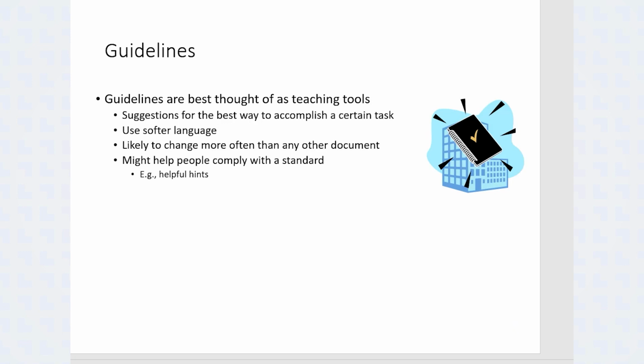This should be distinguished from guidelines, which are suggestions in the policy world. Guidelines are thought of as teaching tools. They are suggestions on the best way to accomplish a certain task. Generally here we're using softer language. We're not using the imperative. We're not saying must or shall. They are likely to change more often than any other document, and it might help people comply with the standard. So a guideline would be using a phrase or a band for your password with different characters. Let's say that's a guideline. You don't have to do it that way, but it's a suggestion.